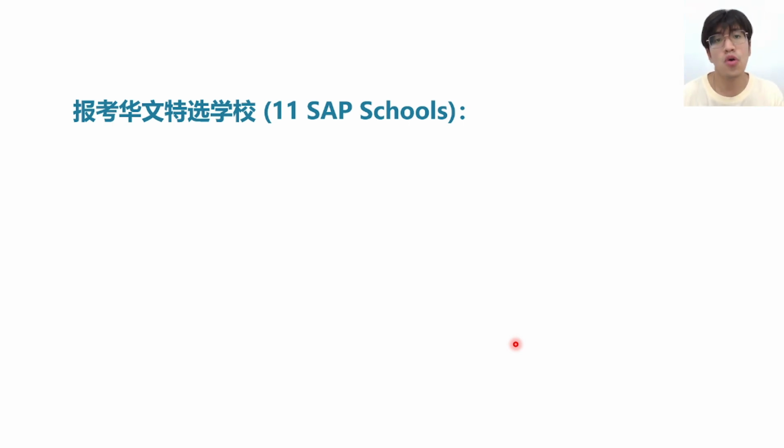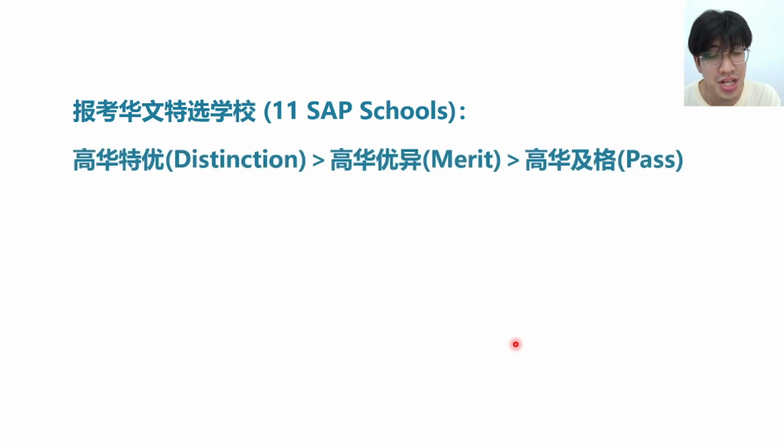For example, for Huazhong, Dunman, all these SAP schools, just for example, they will look into your Higher Chinese language subject. If you can get distinction, then you will come before those getting merit. And those getting merit will come before those getting pass in their Higher Chinese language.